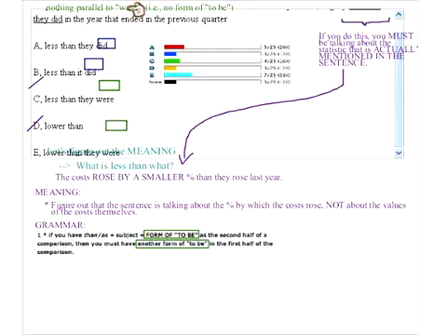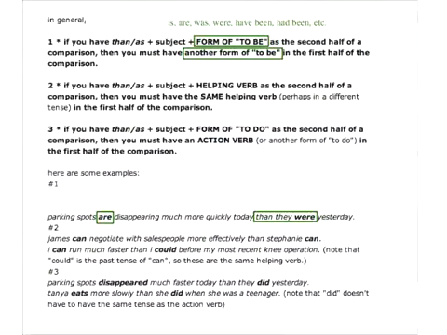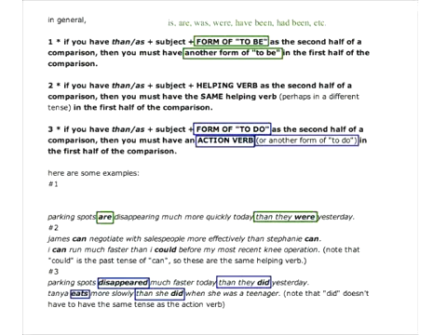Okay, now let's talk about they did or it does. So back to here. Parking spots disappeared much faster than they did yesterday. Tanya eats more slowly than she did when she was a teenager. So then they did, then she did. That goes with action verbs or general verbs that are not forms of to be. So if you have a to do, then you can have an action verb or you could have another form of to do.